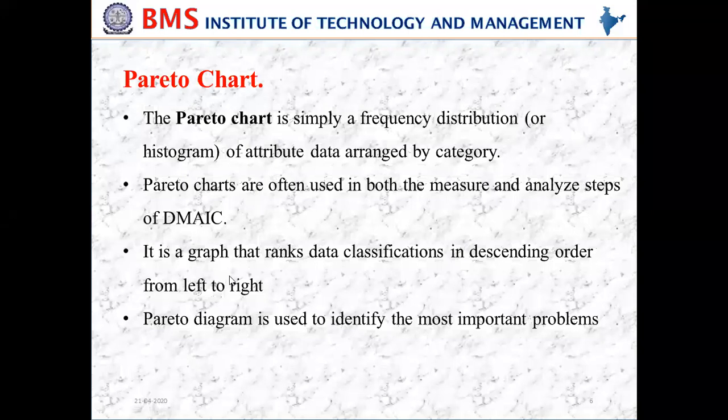So this Pareto chart is a kind of graph which ranks the data classification in descending order, so maximum to minimum from left to right. And the Pareto diagram is used to identify the most important problems. This is called the vital few. Vital few means vital, very important, and very few. The very important but very few will contribute to that.